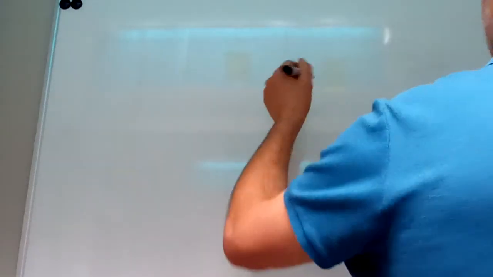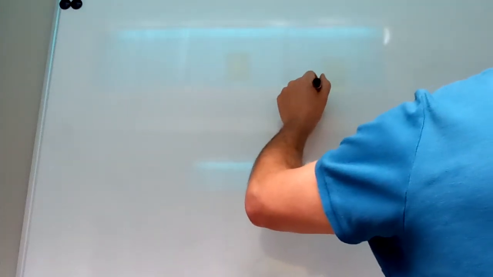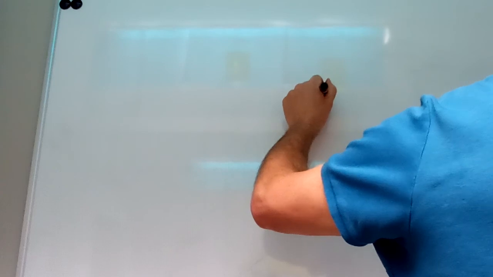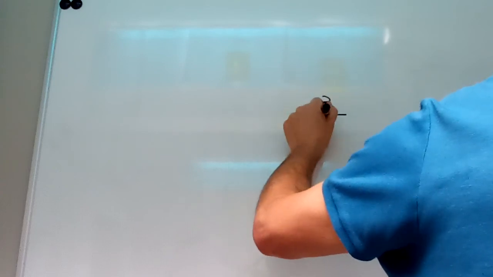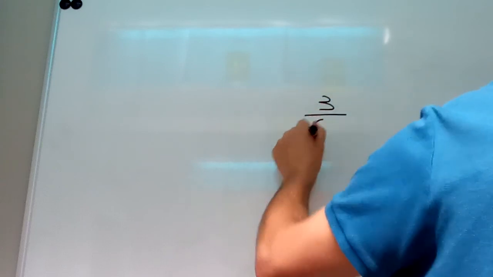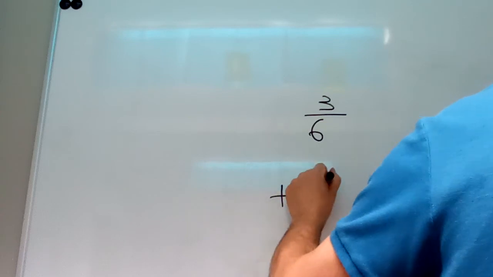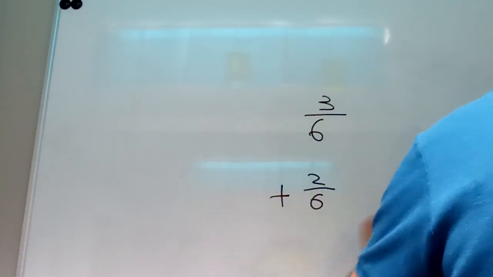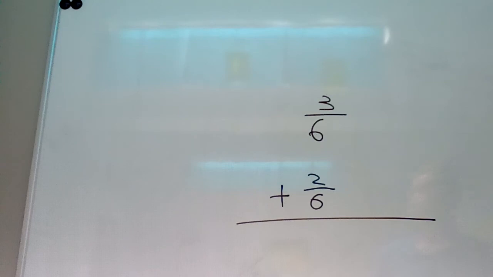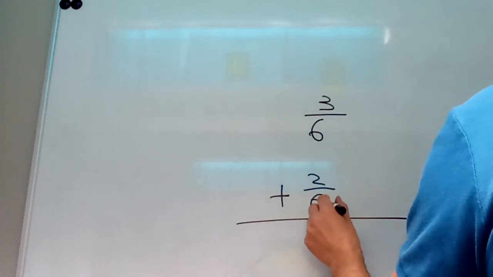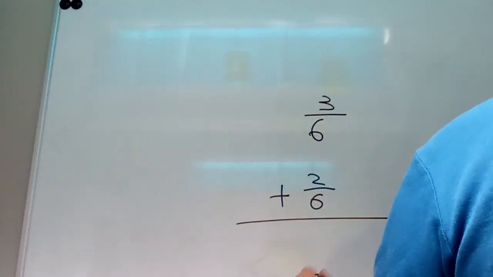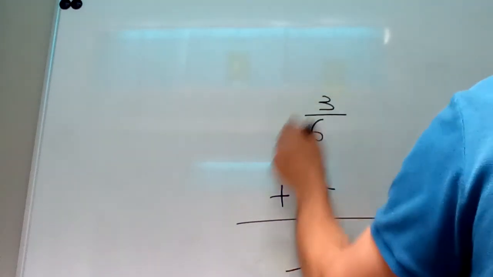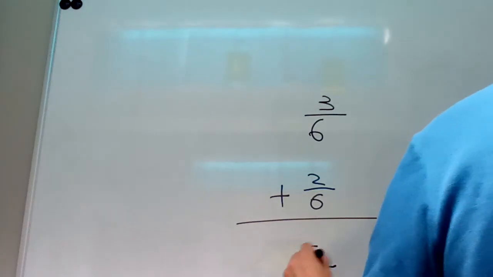Okay, you try to work this one. What do you end up with when you work that problem? All right, that problem, you've got a common denominator of 6. You've got a 6 on the bottom. You're going to add the 3 plus the 2. That's going to be 5, 5/6.